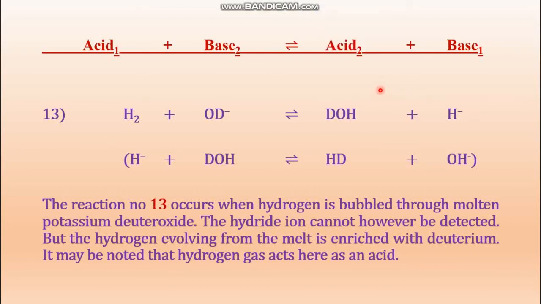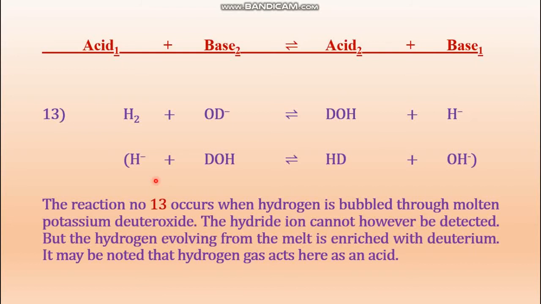We move on to example number 13. From this reaction, you will be given a question: when hydrogen is passed through molten potassium deuteroxide, then HD gas is coming out, while the hydride ion is not detected. So what is the answer to this question?